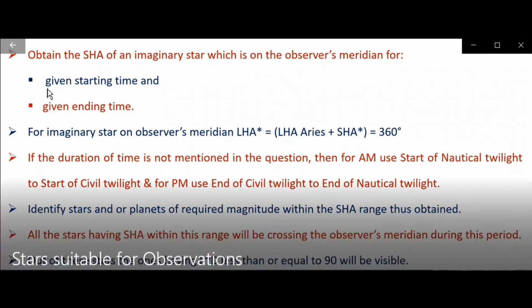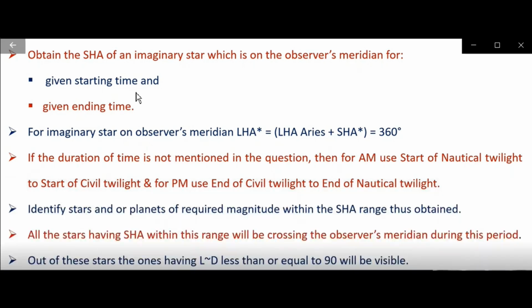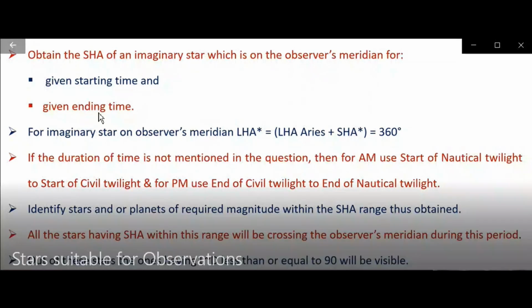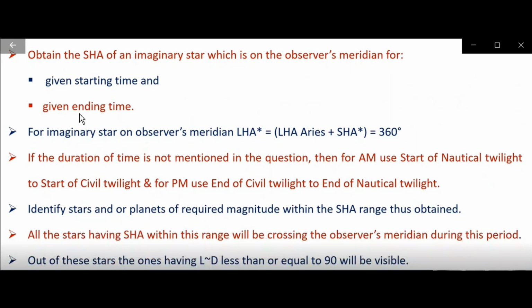तो हम क्या करेंगे, हम 1800 के लिए भी एक SHA निकालेंगे, मीन्स द SHA ऑफ ए स्टार which is on our meridian at 1800 hours. और फिर हम 1900 के लिए भी एक स्टार का SHA निकालेंगे, मीन्स द SHA of a star which is on our meridian at 1900 hours. तो हमारे पास दो SHA की वैल्यू आ जाएंगी. वन इज द SHA of a star जो हमारे मेरिडियन पे है at 1800. Second is the SHA of star which is on our meridian at 1900.